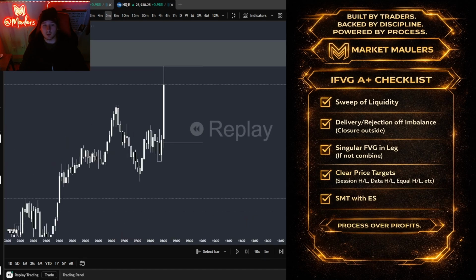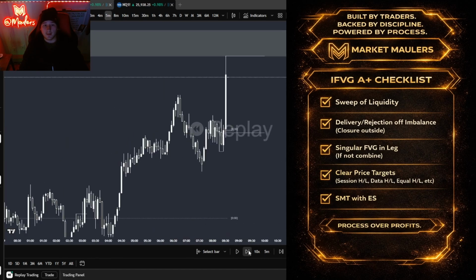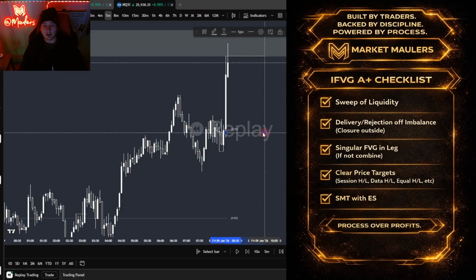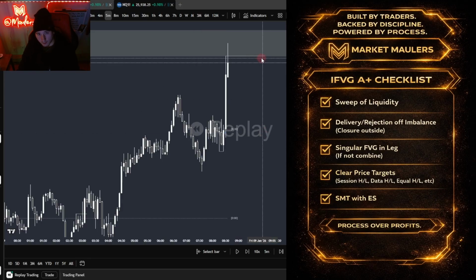Again, we're going to keep watching on the 5 minute. So again, data low is taken out. Now data high is taken out. So both data sets are now taken out. So there's no trade to the data sets. But what did we leave behind, guys? Equal highs. Okay. So sweep of liquidity is going to be our first thing we're looking for.